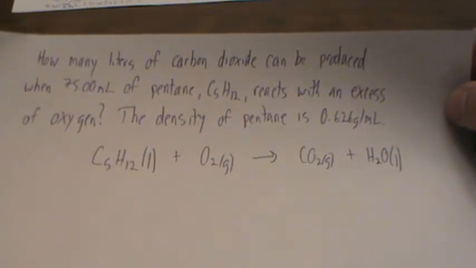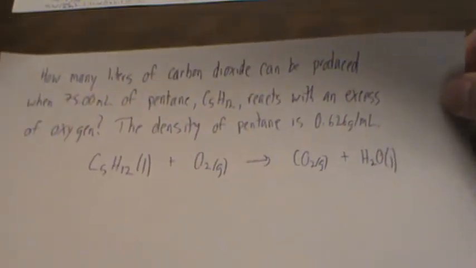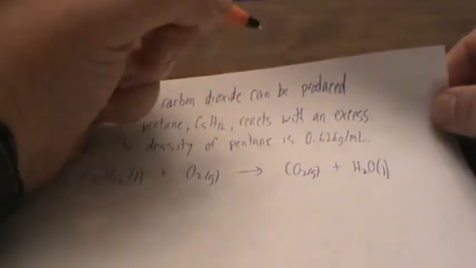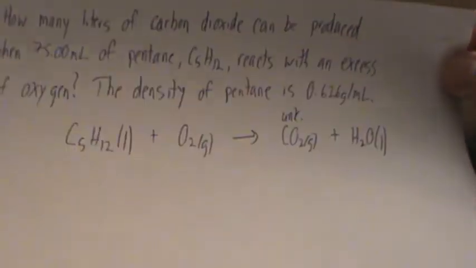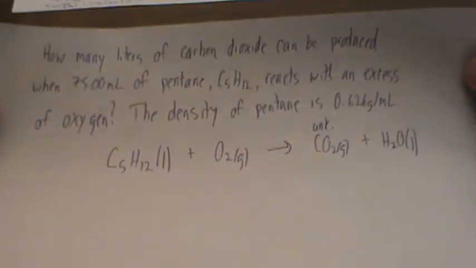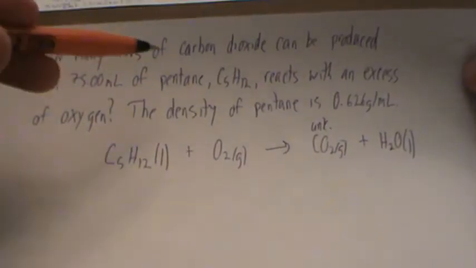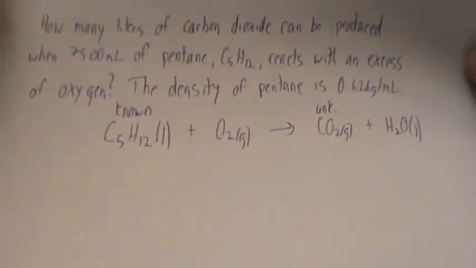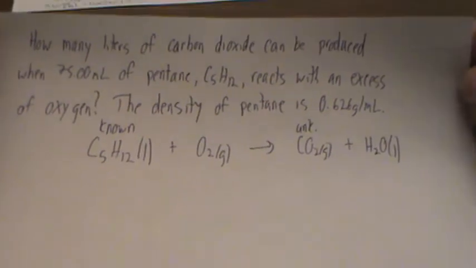Let's go ahead and mark what our known and unknown are. How many liters of carbon dioxide? Since we're trying to look for information about carbon dioxide, CO2 is our unknown. Can be produced when 75 milliliters of pentane. Since we have some information about pentane, that's going to make it our known.